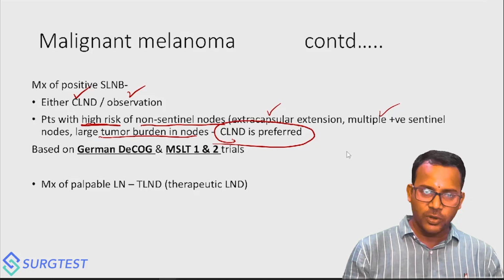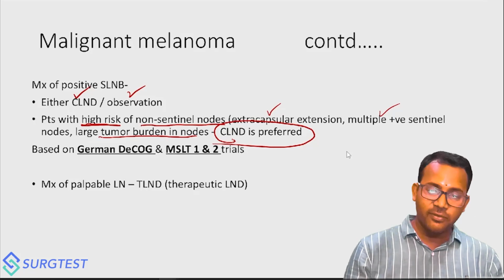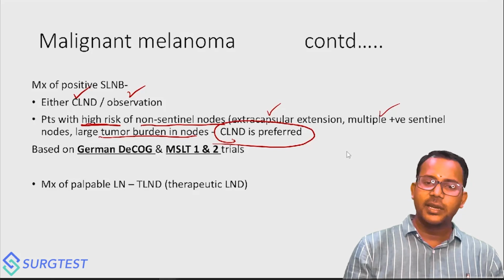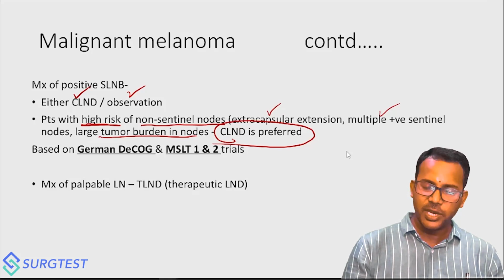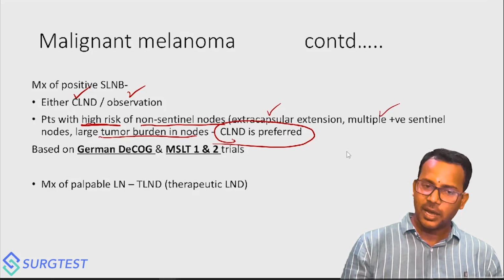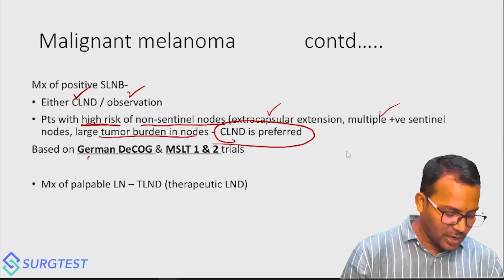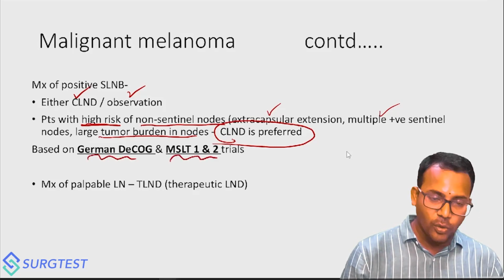Okay, whenever a patient has a positive sentinel node biopsy, you see whether he has an extracapsular extension, or multiple sentinel nodes, more than 4, or a large tumor burden in the nodes. If these are present, then it is better to go ahead with a completion lymph node dissection rather than observation. And this whole thing is based upon the German DeCOG study and the MSLT 1 and 2 trials.